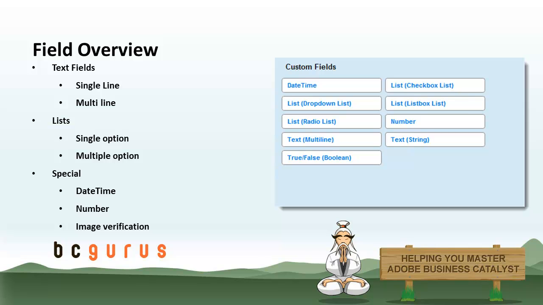There's also things like the image verification field. If you've ever filled out a form where you've got to type in those characters, they're very annoying for the user, but they prevent malicious spam bots from submitting your forms and creating a bunch of junk spam records in your CRM. So let's jump back into our admin area and see how these fields are set up and how they work.